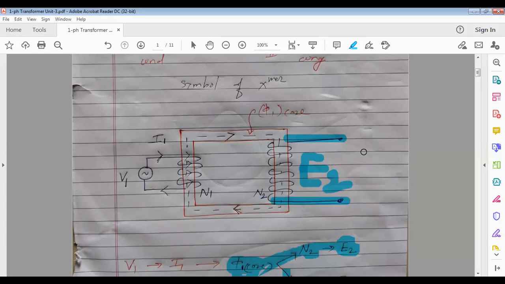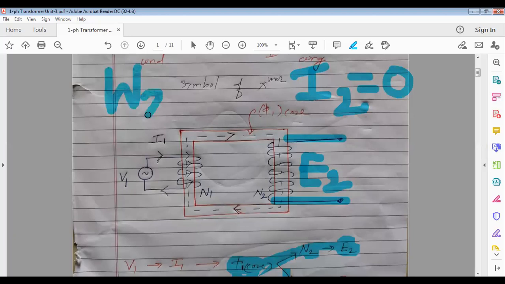Will current flow through secondary? No current will flow because secondary is open here. So here see I2 will be 0. As no current is flowing through secondary, will there be any power consumption on secondary? No. No power consumption. So W2, that is V2 I2 cos of phi 2, also will be 0.